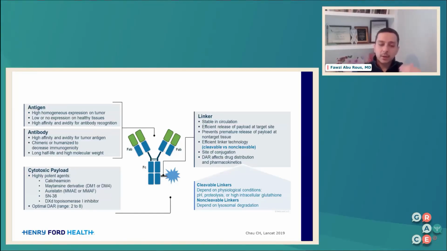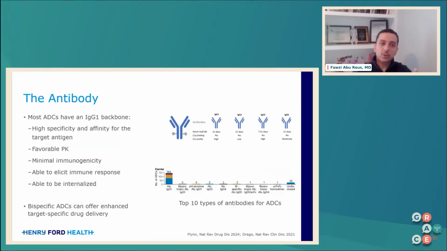Okay, so let's break it down and talk about each of these ingredients. Starting with the antibody, there are many types of antibodies: IgG, IgA, IgM, IgE. Each of them has its own characteristics, but the most widely used antibodies in ADCs are IgG. Why? Because they have higher specificity and affinity to the target antigen. They have a favorable PK, which means that the body processes the IgGs in a favorable way, with a reasonable half-life.